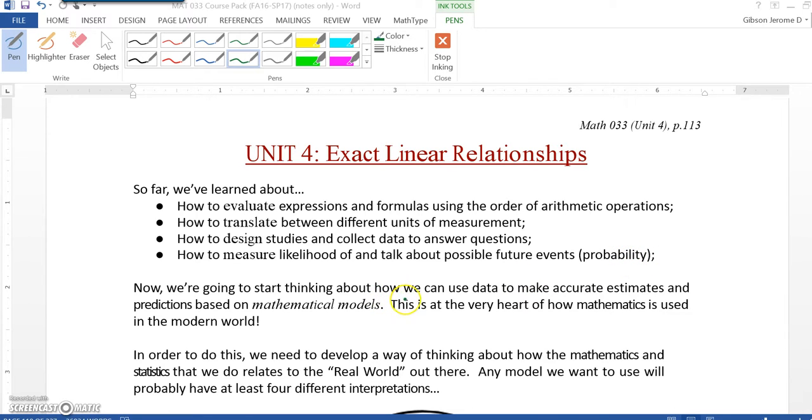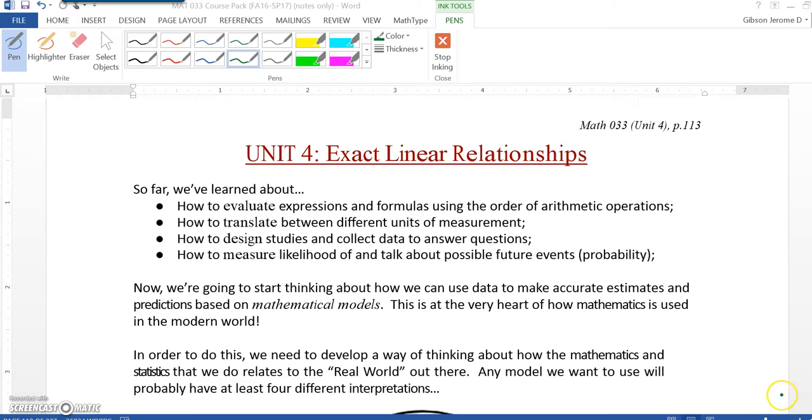Now, we're going to start thinking about how we can use data to make accurate estimates and predictions based on mathematical models. This is at the very heart of how mathematics is used in the modern world. In order to do this, we need to develop a way of thinking about how the mathematics and statistics that we do relates to the real world out there.